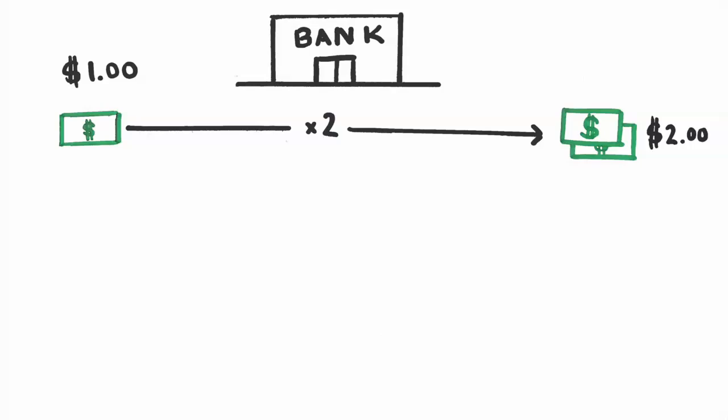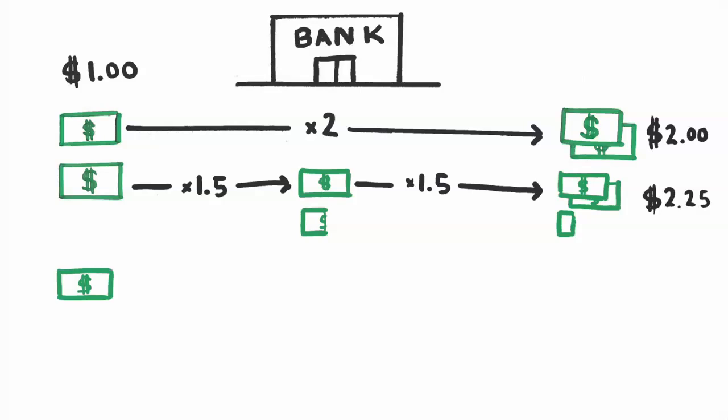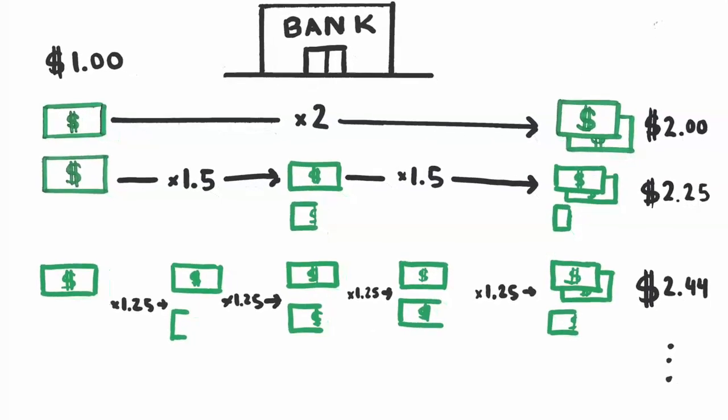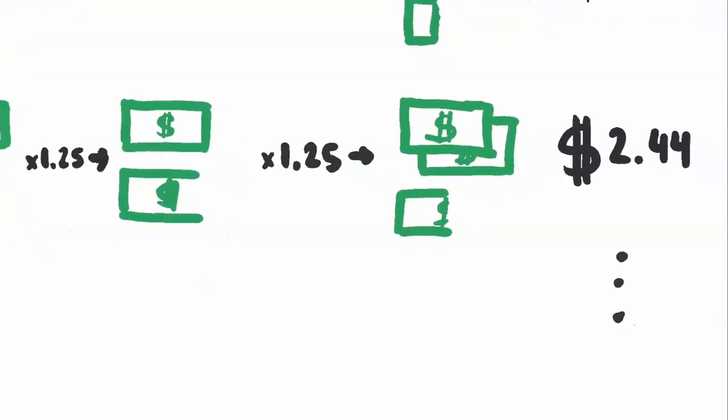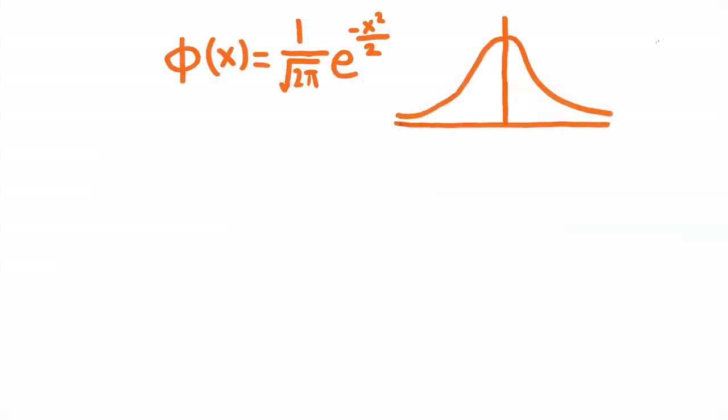If it's compounded semi-annually, you'll end up with $2.25. Quarterly, and you'll end up with $2.44. Monthly, $2.61. Weekly, $2.69. See where we're going? If you increase the number of compounding periods a year towards infinity, then you'll get closer and closer to E dollars. In statistics, it describes the most important statistical distribution, the normal.